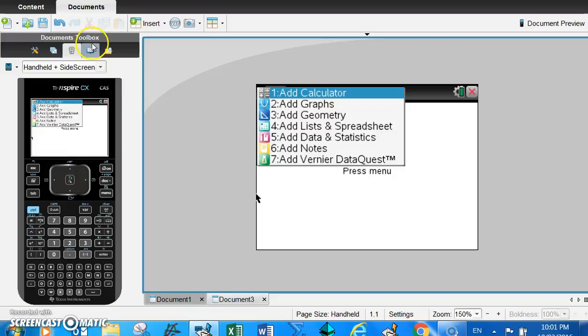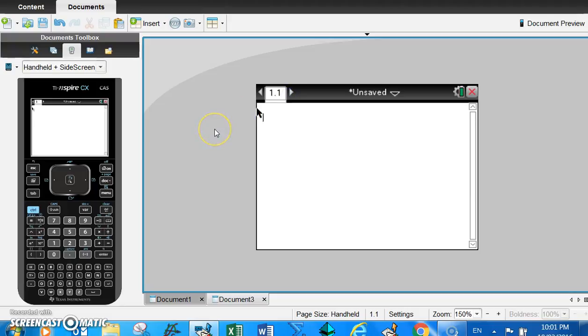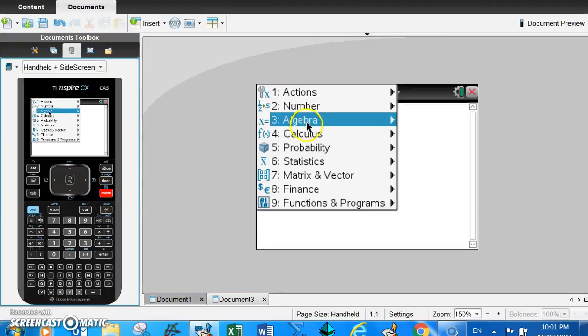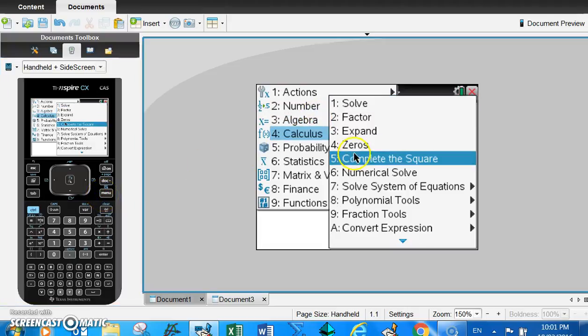So we're opening up here a calculator page, and what we're going to do is use the complete the square command to return an expanded form of the circle into its factored form. So we go to Menu, Algebra, complete the square.